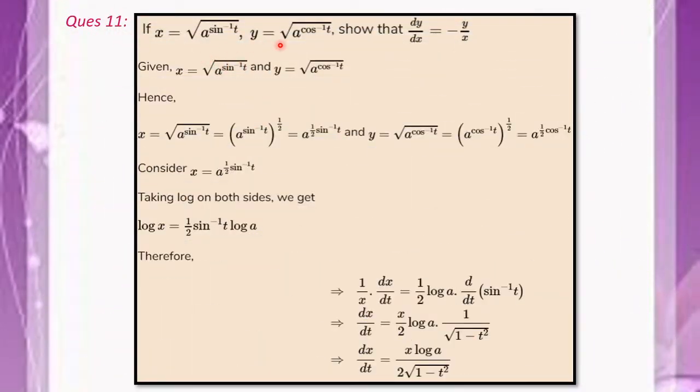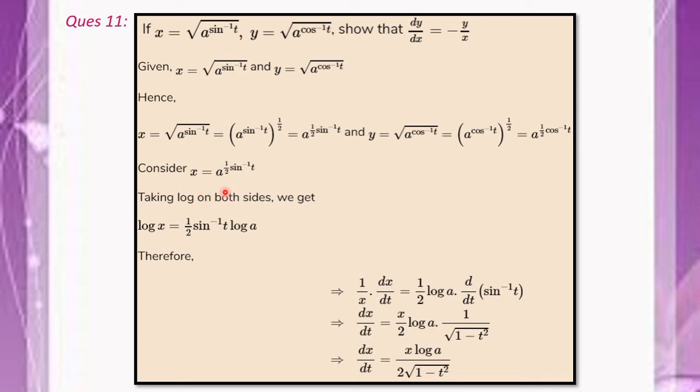11th, x and y given. Here x can be written as a power sine inverse t whole power half. If we remove the root, we can take power half. Here we have to show that dy by dx is equal to minus y by x. Right? So same way we can write y also, remove this root and write in terms of power.